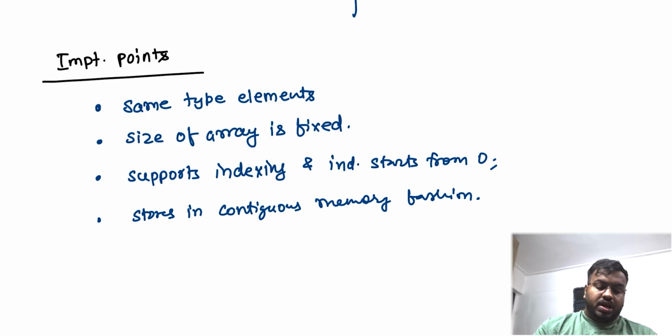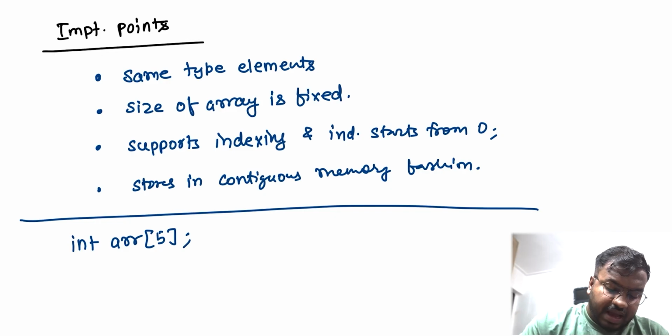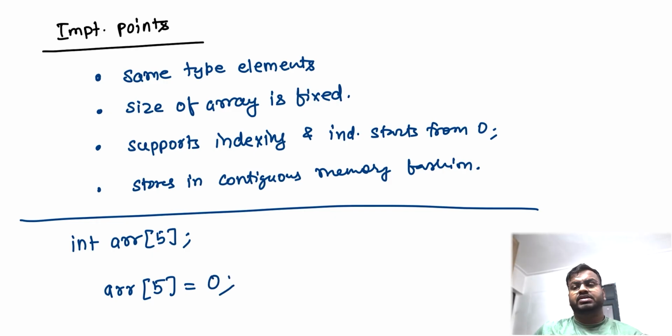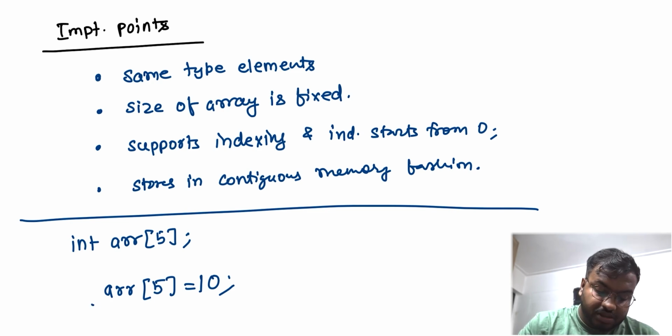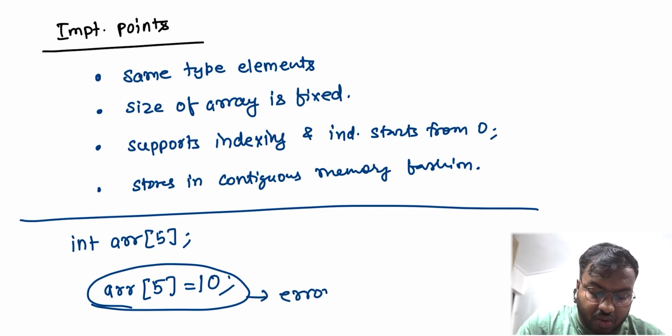Now let's see some common mistakes you will generally make. For example, if you declare an array of size 5 and try to do array of 5 equals 0, or let's suppose 10, you are trying to access the fifth index and assign a value. This line of code will show you undefined behavior, meaning it can give you an error.